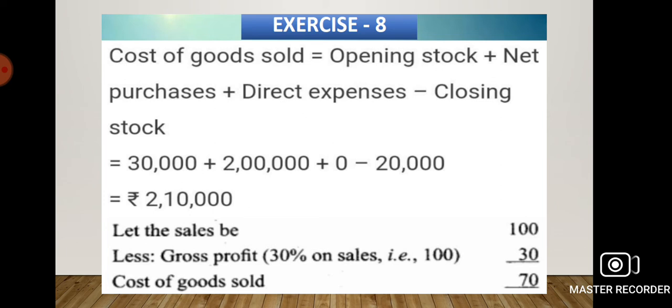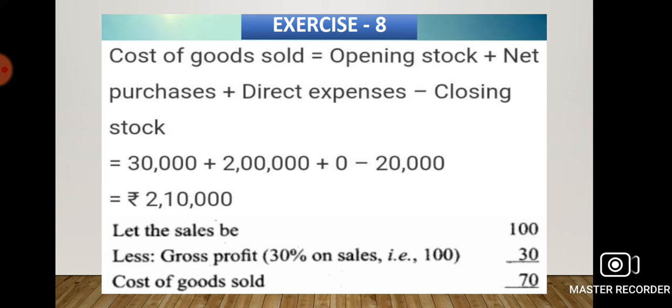Cost of goods sold means opening stock plus net purchases plus direct expenses minus closing stock. Opening stock 30,000, net purchases plus 2 lakh, minus closing stock 20,000. So the remaining value we get is rupees 2 lakh 10,000. This value is known as the cost of goods sold value. Here they have given us the gross profit margin, 30% on sales. They have asked us to find out the sales. So let the total sales be 100%, we should take it as 100.